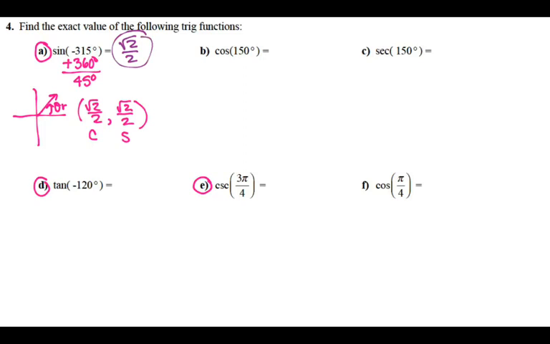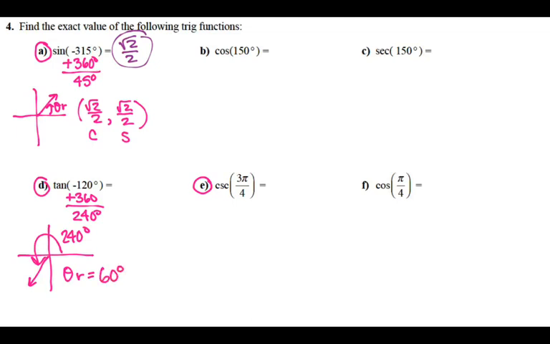For letter D, again, I do have a negative angle, so I'm going to go ahead and add 360. When I do that, that gives me 240 degrees. So I'm going to go ahead and sketch out 240 so I can figure out my reference angle. 240 is going to put me in the third quadrant. So 240. My reference angle is going to be 240 minus 180, which is 60 degrees.